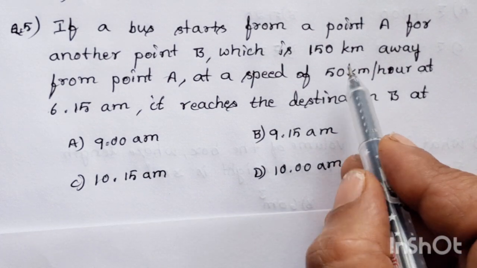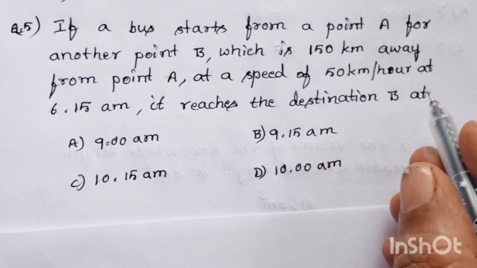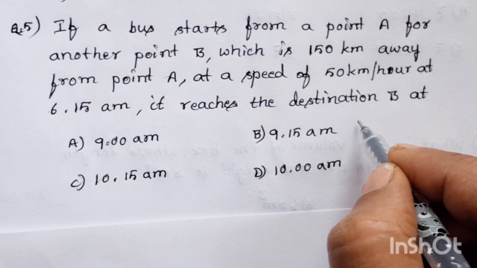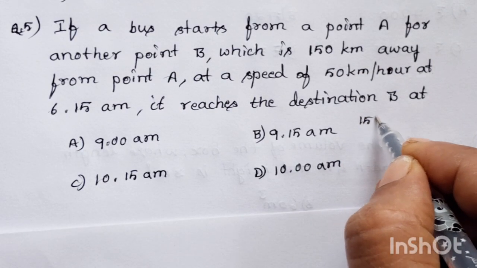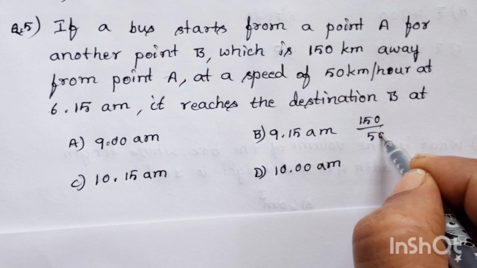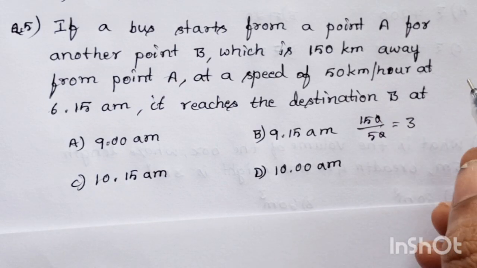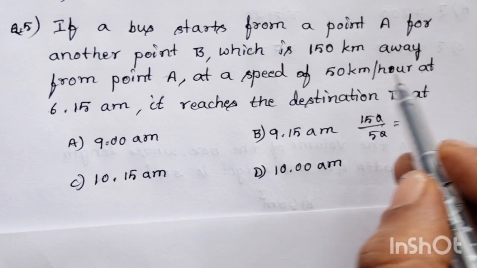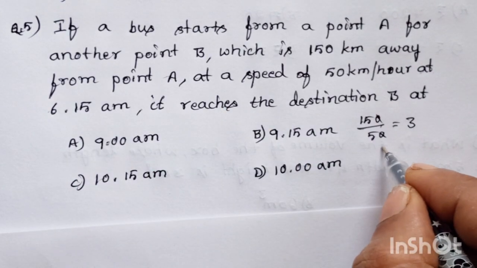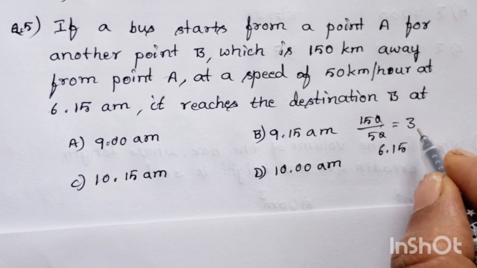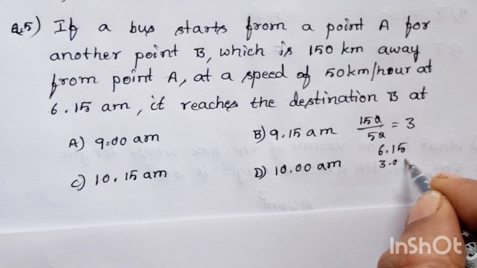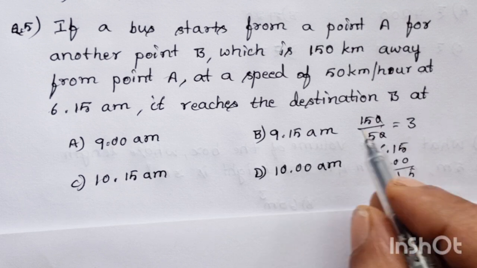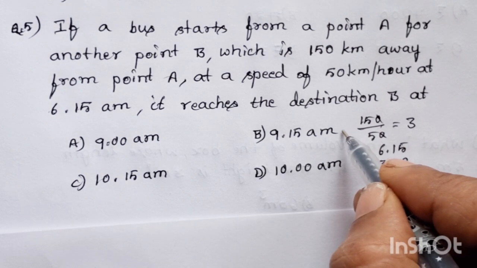Here, total distance travelled by the bus must be divided by the speed of the bus. Distance is 150 km and the speed of the bus is 50. So we get 3. The bus reaches point B after 3 hours. So it starts at 6:15 am and it takes 3 hours to reach. So it is added to it. So 9:15 am. Option B is the correct answer.